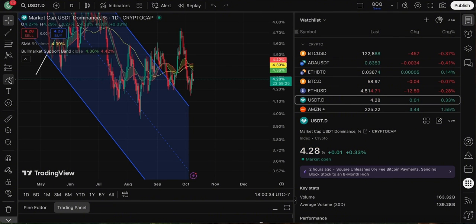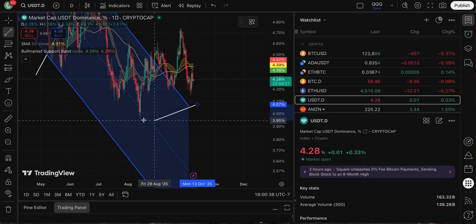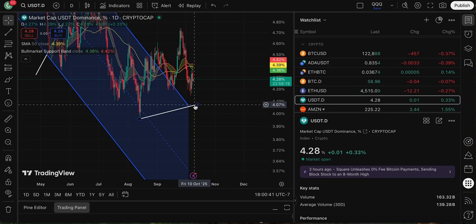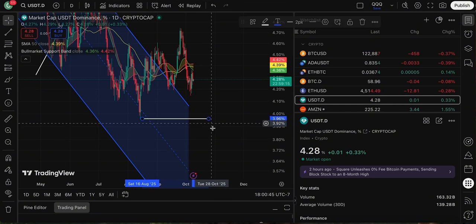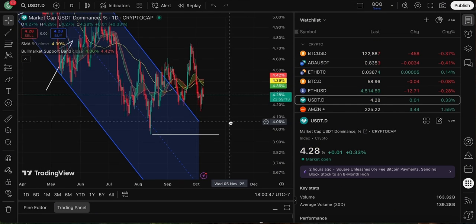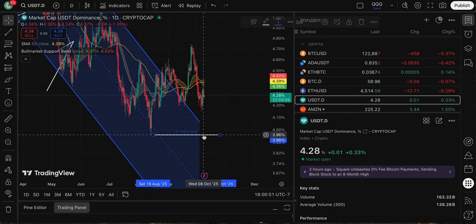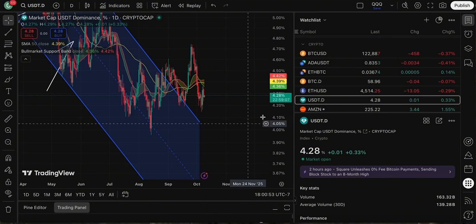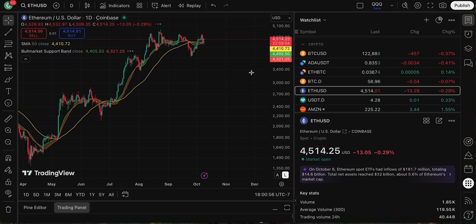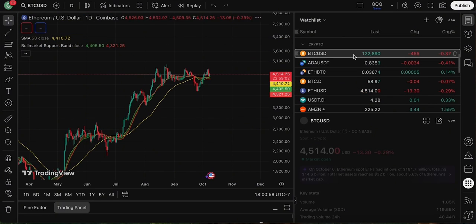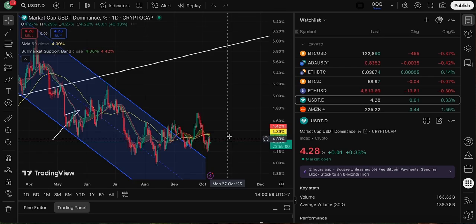I'm expecting USDT dominance to reach, or at least retest, this level at right around 3.98%. A retest of this level would most likely lead Bitcoin to right around 130,000 and ADA to right around $1.20, $1.40, ETH probably 5,500 to 6,000, right? And so that's just stablecoin dominance.